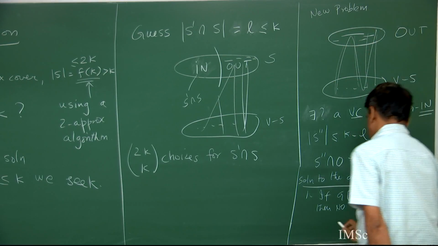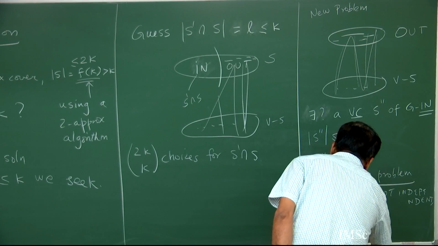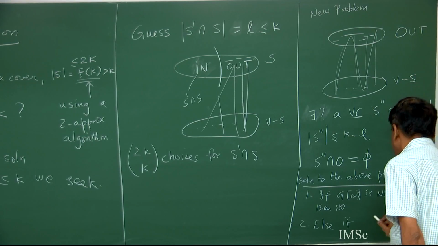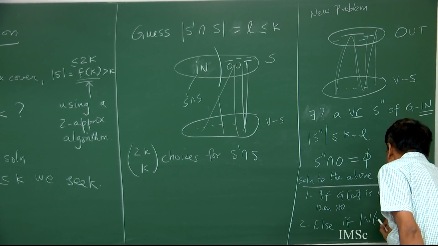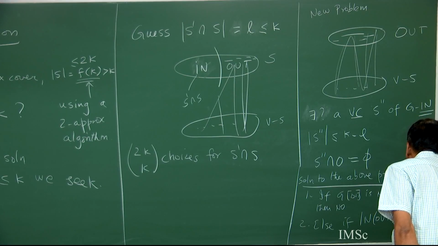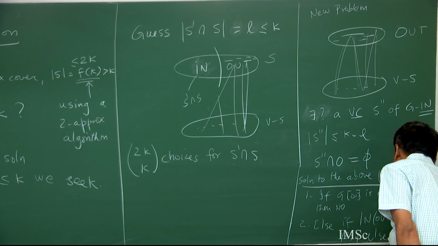Else, but I want to check whether that budget is, if the neighborhood of the out set is less than or equal to K minus L, then yes, else no.